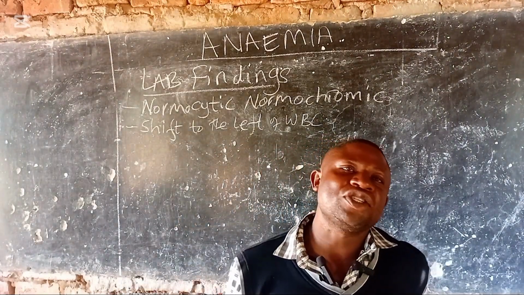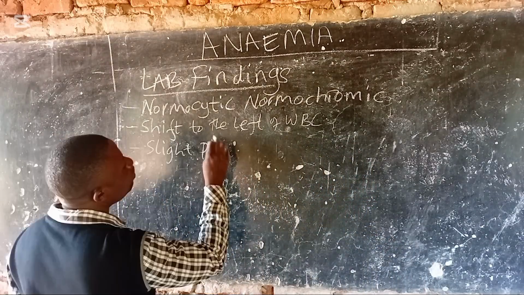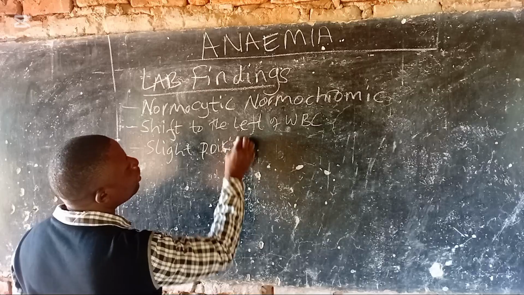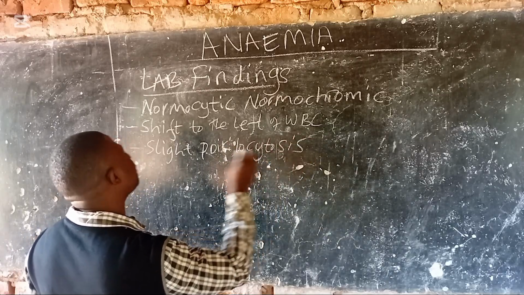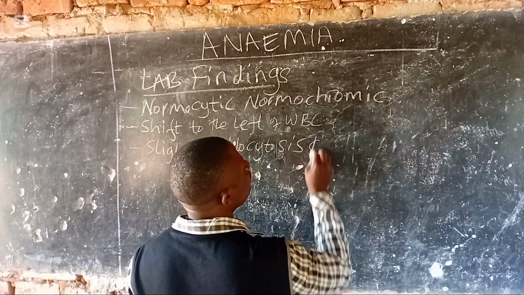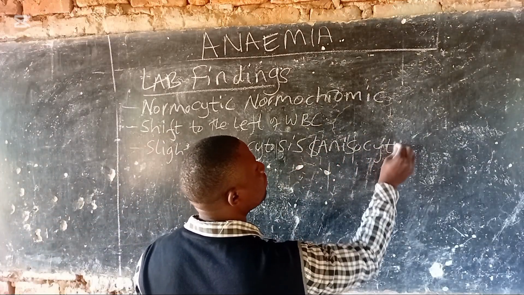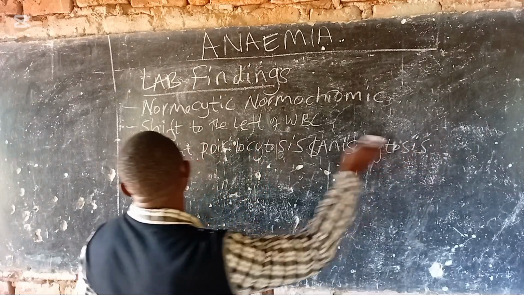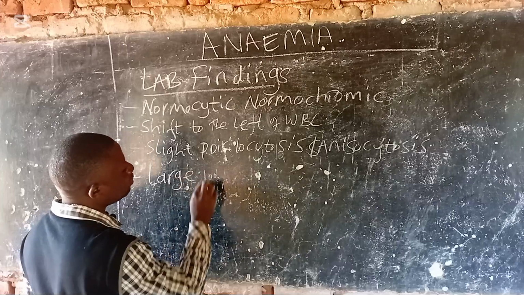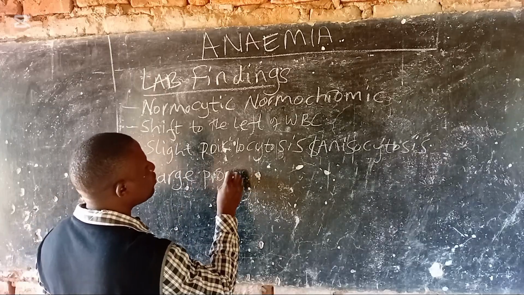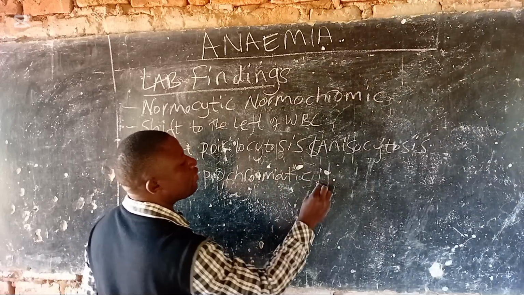Then also there is slight poikilocytosis and anisocytosis. Then also there are large polychromatic red blood cells.